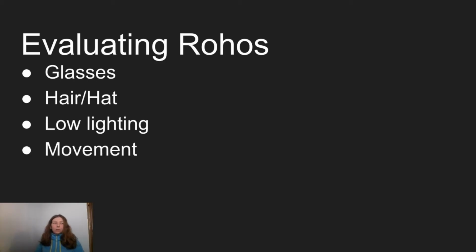Next is movement. I'm going to first try to move back and forth at a decent speed, and I'll see if Rohos can identify me. Rohos was able to identify me. Now, it did it as I was slowing down when I was moving, but it was able to do it.